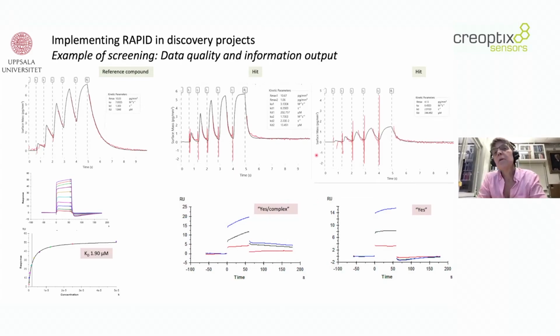But if we go to the Rapid data, it's not as vague anymore. It's very clear that we can get kinetic information already for these very weak hits. So the amount of information and the quantification of the data is impressive, I would say.